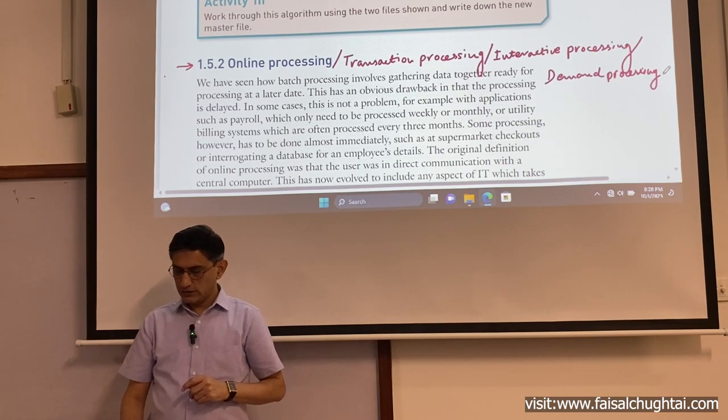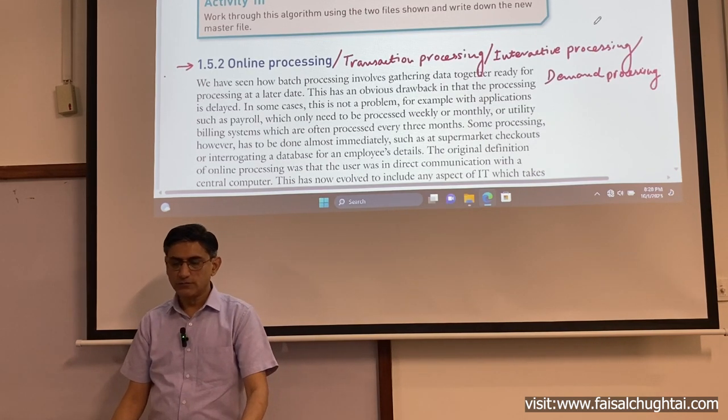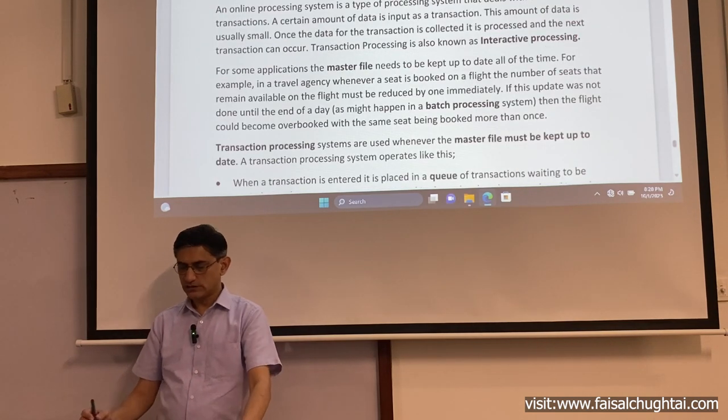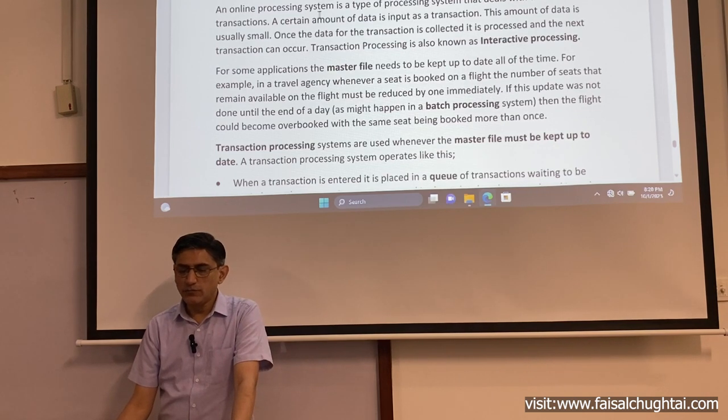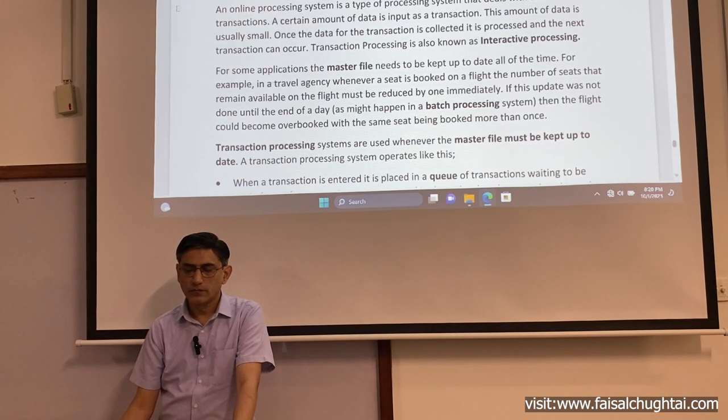Okay, if we have a look at the definition, I would refer to my notes for this. Now, if you look at it, it says, an online processing system is a type of processing system that deals with data in transactions.